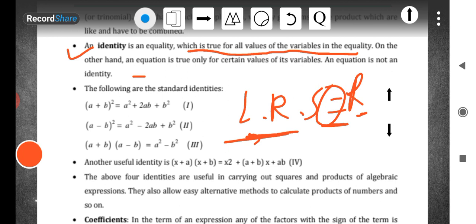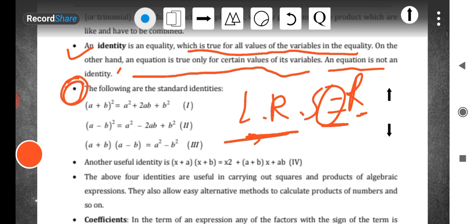On the other hand, an equation is true only for certain values of its variable. Only for certain values of its variable will it be equal, not everywhere. An equation is not an identity; any equation cannot be an identity. Identities are always equal, and we have some standard identities which are very important for solving the exercise.